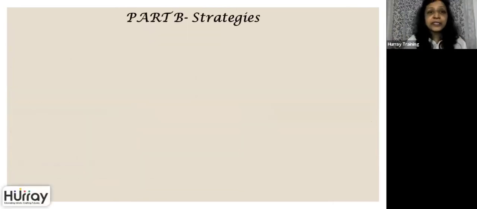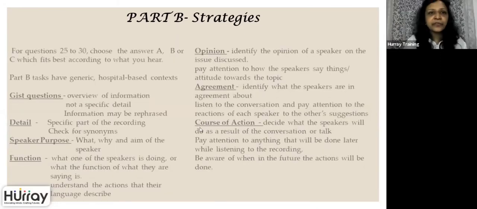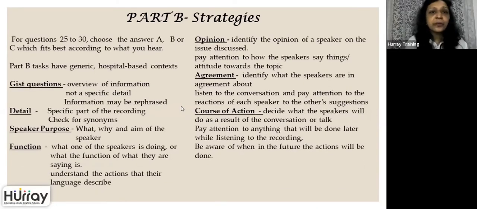Let's look at strategies for part B. If my slides don't move, please tell me. We have moved to the next slide now. Questions 25 to 30, that's part B. 1 to 24 is part A. 25 to 30 is part B. You have ABC options. You have to just shade the circle of A, B, or C.